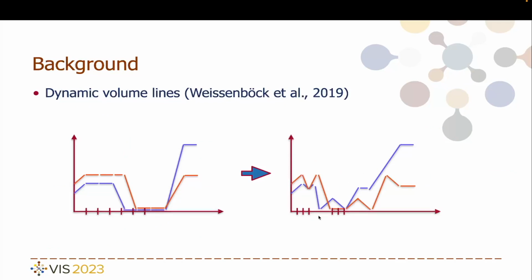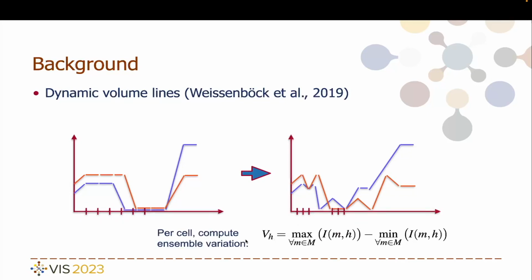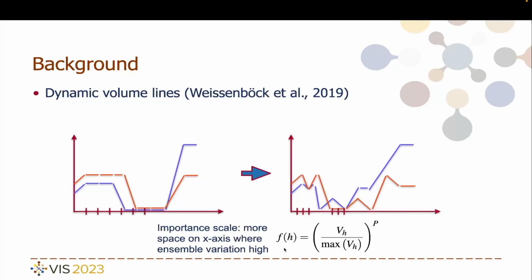So Weissenberg came up with the idea of scaling the x-axis. Instead of using a uniform scale, they scaled the x-axis based on the importance variance of the ensemble, and for that they computed the ensemble variation as the difference between the minimum and the maximum intensity. Here in this formula, M represents the ensemble members, H represents the cells by their Hilbert curves. And then they assign an importance to each cell using this metric, and by scaling it a little bit. And then there's a user parameter, this capital P here in the exponent, which allows the user to adapt the scaling a little bit.